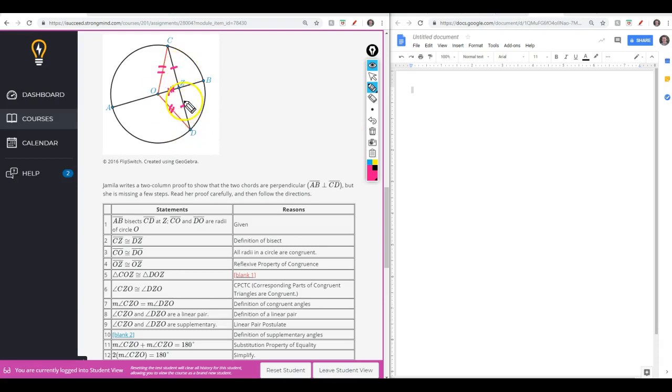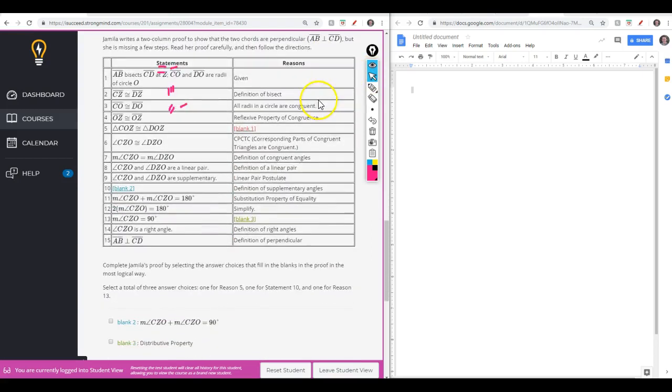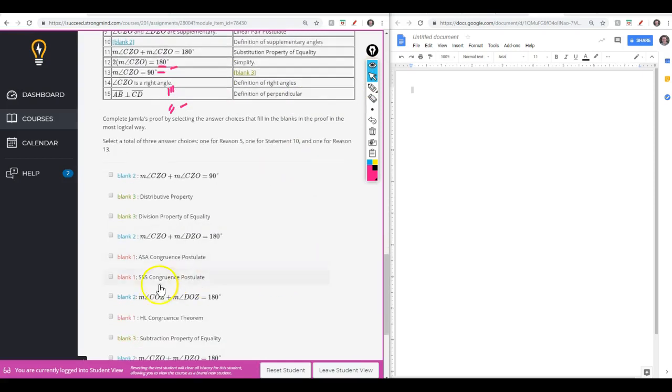and that the corresponding sides are marked as congruent or the same. So I'm leaning towards the side congruence because we have three sides marked congruently, respectively. So in this triangle, this side is congruent to this side. There's the first side. CO is congruent to DO. There's our second pair of congruent sides, and segment OZ is obviously congruent to itself because it's the same line. So blank 1, I'm looking for a side congruence postulate.